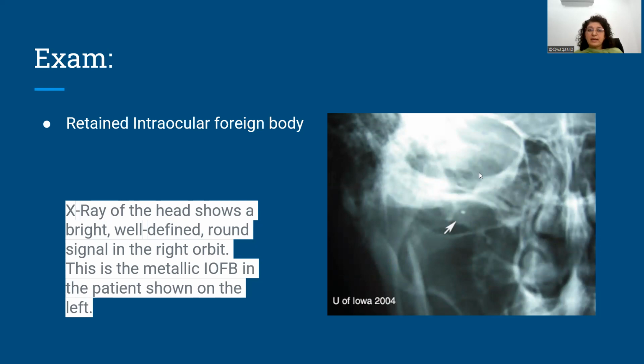This is another good example where a patient had an X-ray of the head and was noted to have a very clear, small, well-defined foreign body within the orbit itself. This is a metallic foreign body because it's showing up on the X-ray.